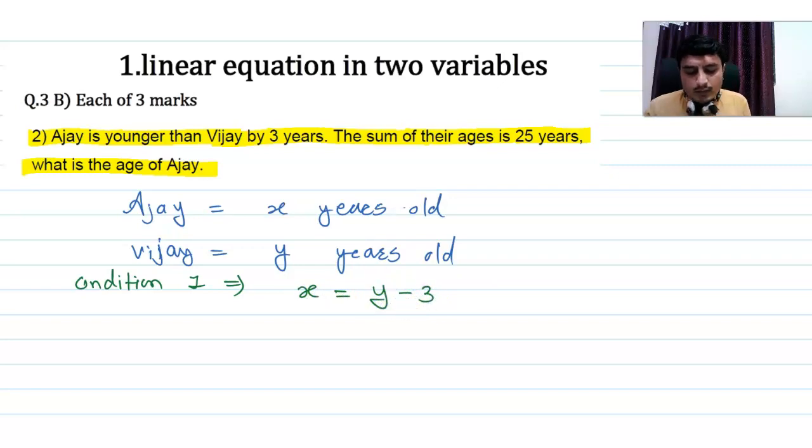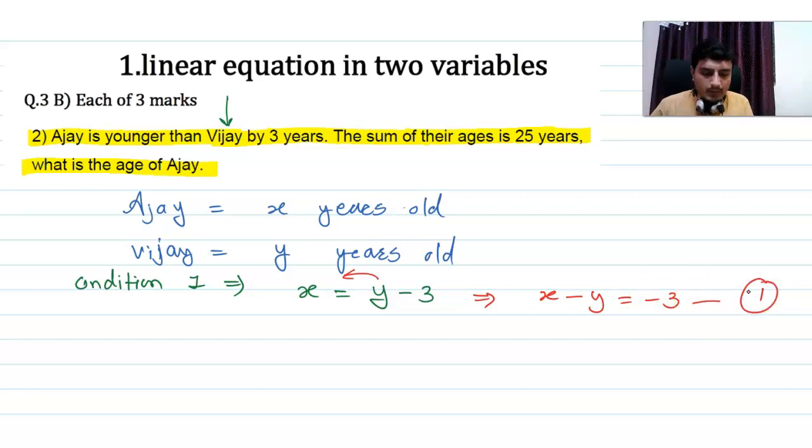Younger means whatever be the age of Vijay, from that we have to subtract a 3. Let's try to rearrange the equation in the general form of a linear equation in 2 variables. Shift y from RHS to LHS, so that plus y becomes minus y: x minus y equals minus 3. Let us call it equation number 1.